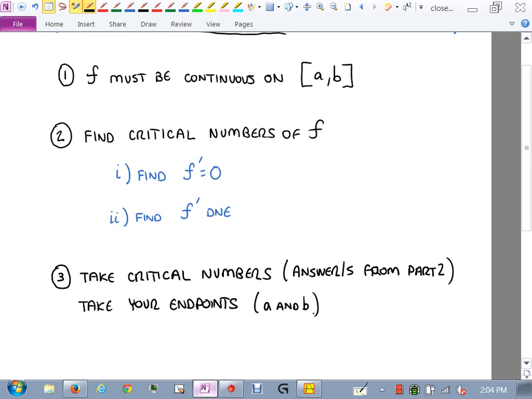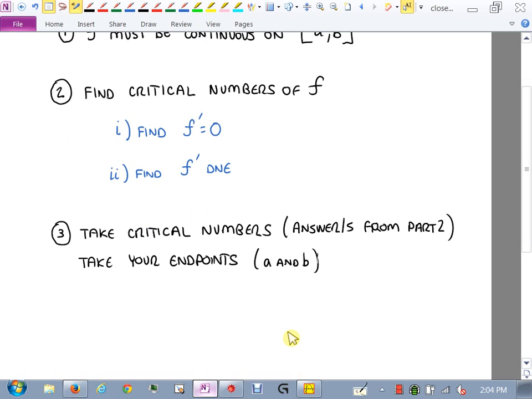And what you're going to do with those critical numbers and those endpoints is you're going to just plug them into the original function. You're going to evaluate your original function at the endpoints and at the critical numbers. So take the critical numbers, take your endpoints, and plug into the original function, F.